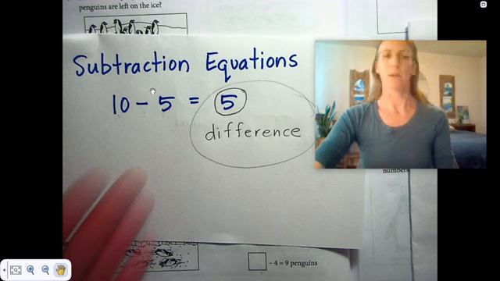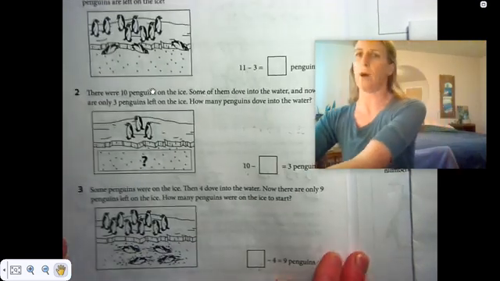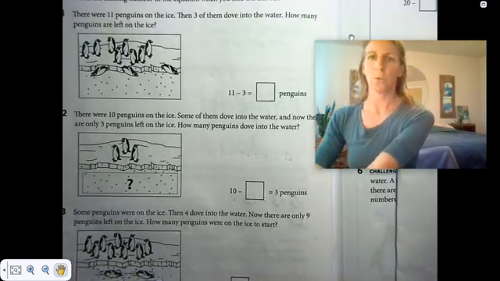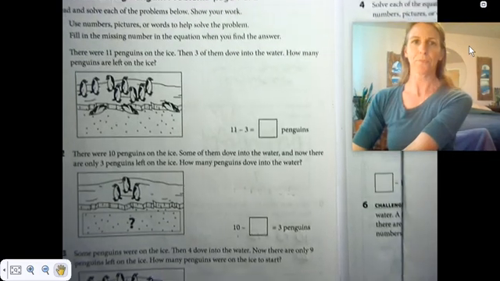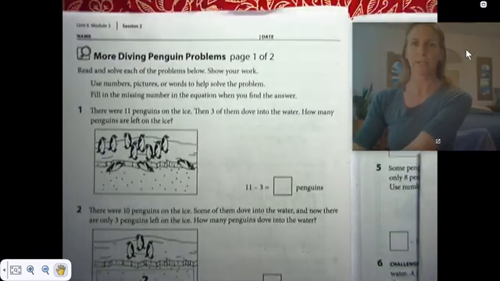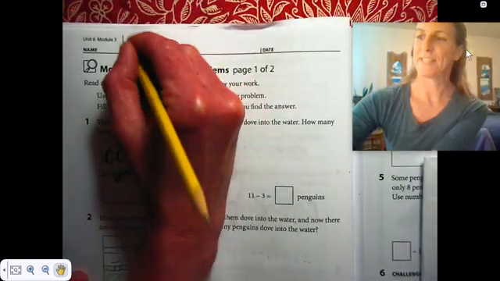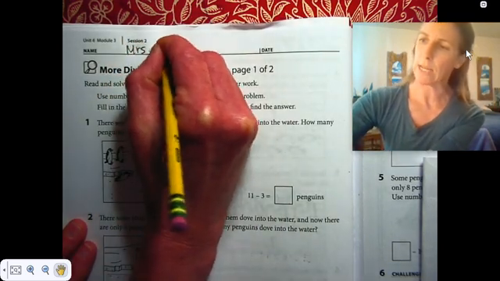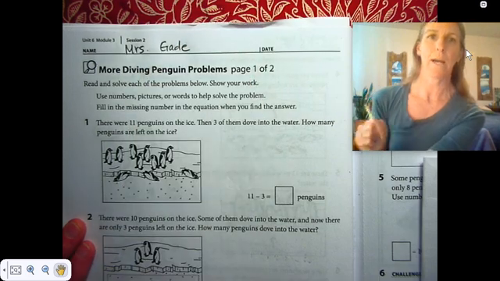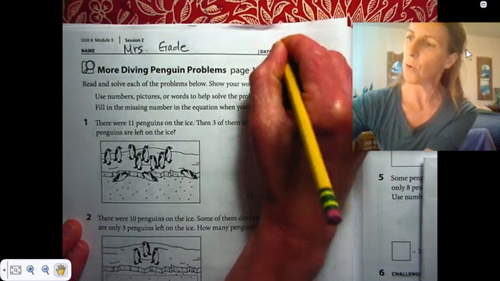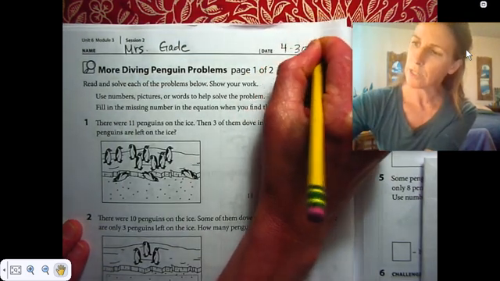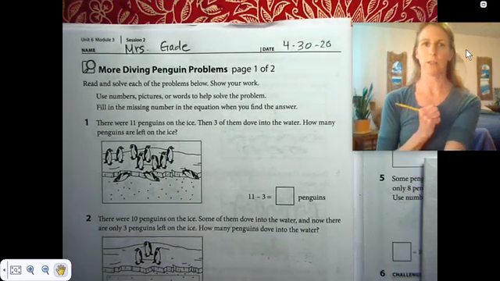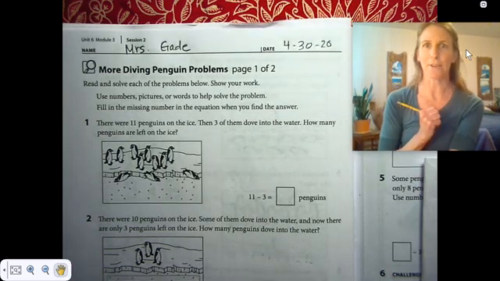All right, today's subtraction problems. Here we go. So, just like yesterday, stay in practice. Write your name at the top and today's date. Today is 4-30-20. It's the 30th. All right, it's the last day of April.